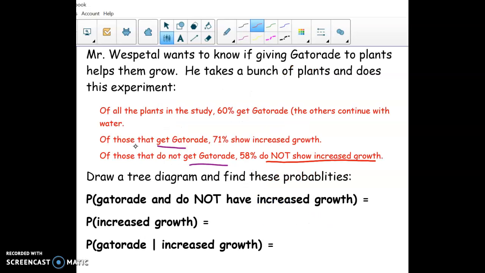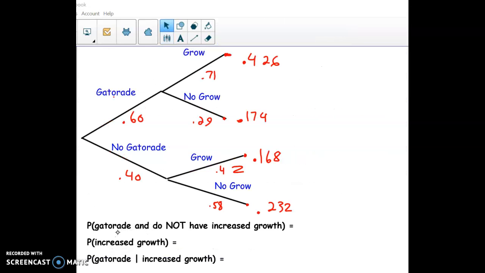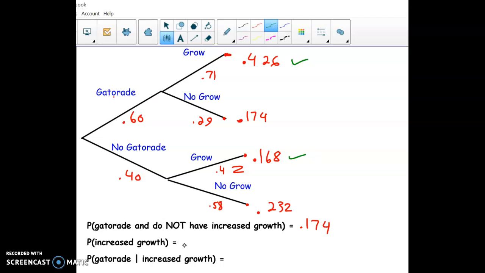Okay, so now I'm going to try to copy these over, see if I can fit them on that. Okay, so probability that they got Gatorade and do not have increased growth. Again, there's a formula for and in this chapter, but Gatorade and not growth, that's just this path right here. So if we follow it down, that's just 17.4%. So don't make it harder than it needs to be. Okay, similarly, increased growth. These ones grew and these ones grew. So this answer is just 0.426 plus 0.168.